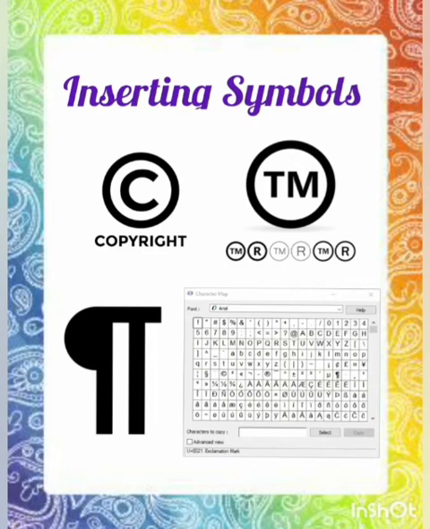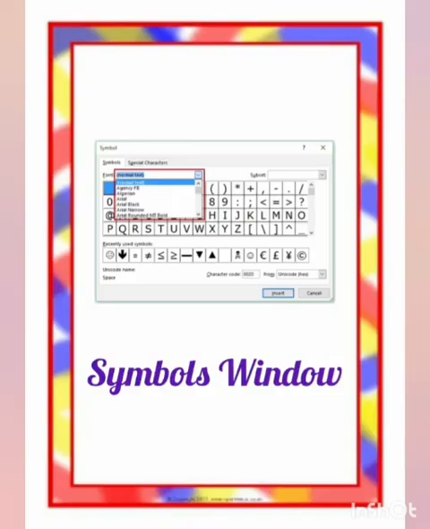By clicking on Symbol group, a drop-down window will be displayed. By clicking on more symbols in the drop-down list, we will get a symbol window. There are number of symbols available in this window. We can insert any symbol from this window.